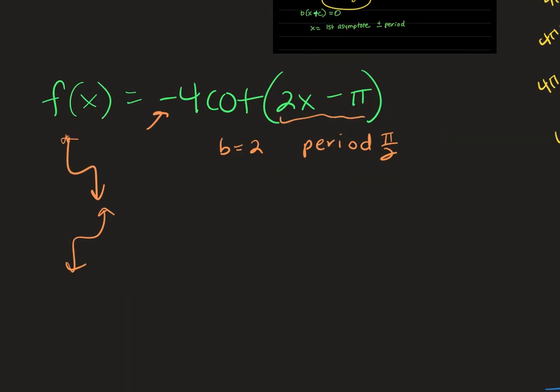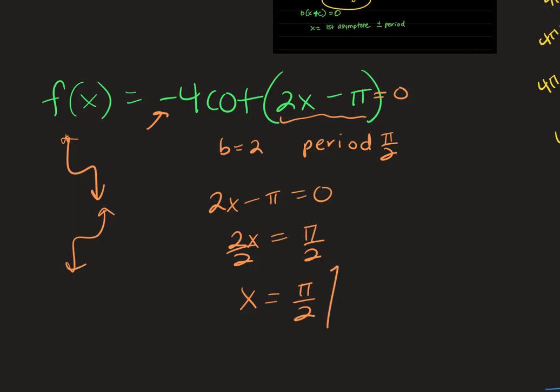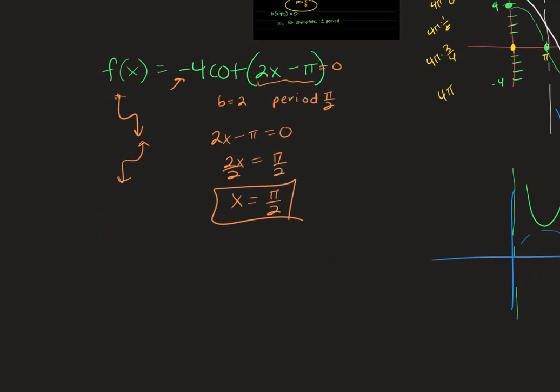And there is a phase shift, but we're not worried about actually adjusting it using a phase shift, because what we do is we take that whole thing and we set it equal to 0. So 2x minus pi equals 0. 2x equals pi, which means the first asymptote we find, which is going to become the middle asymptote, is at pi over 2.